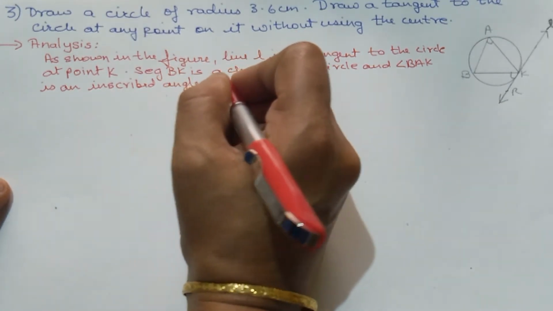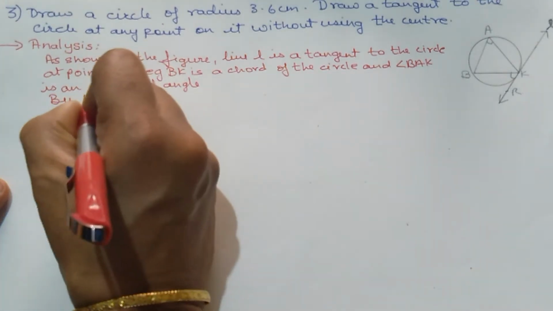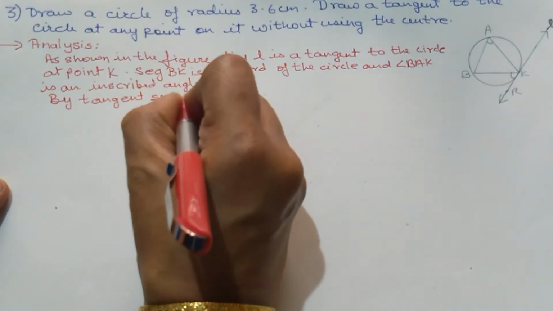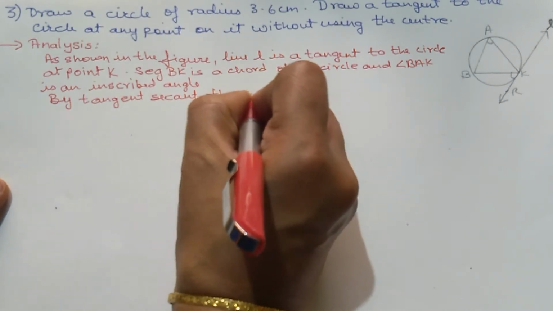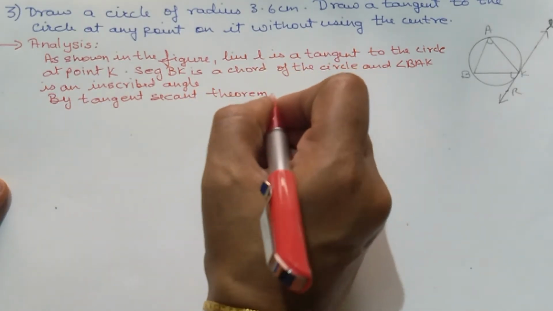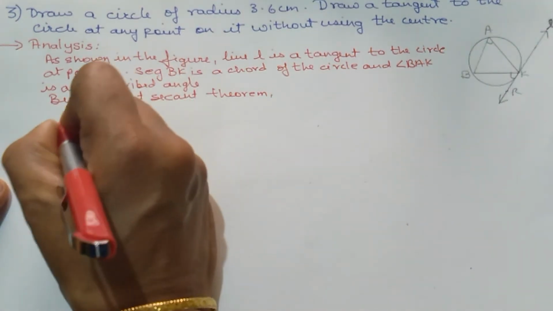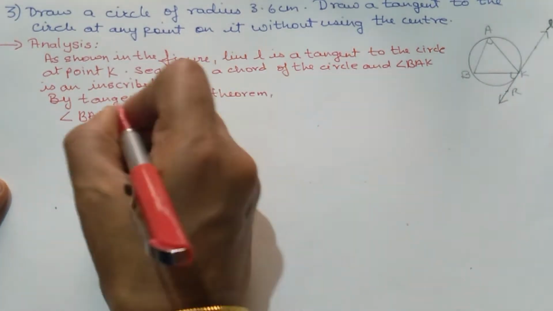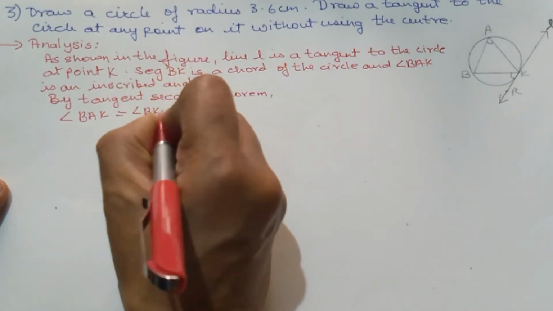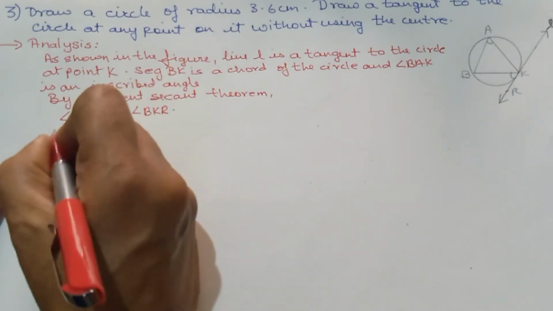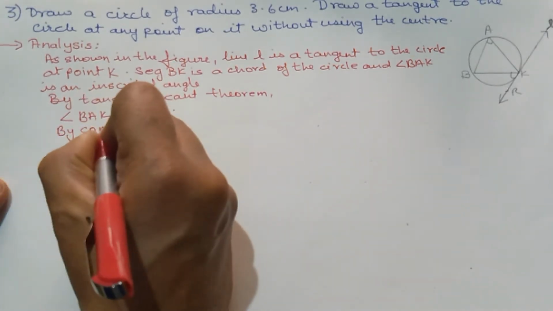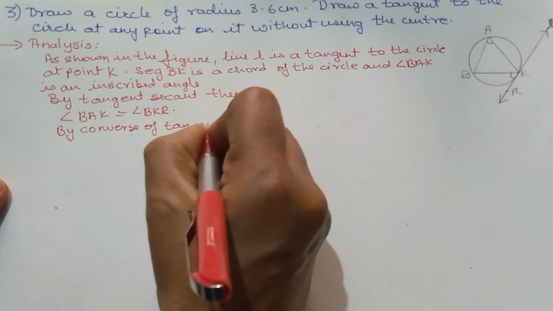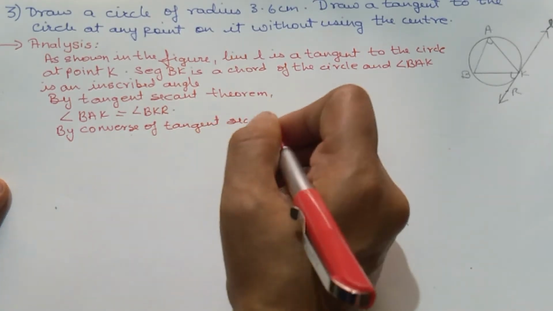By tangent secant theorem, angle BAK, that is this angle BAK, is equal to angle BKR, by converse of tangent secant angle theorem.